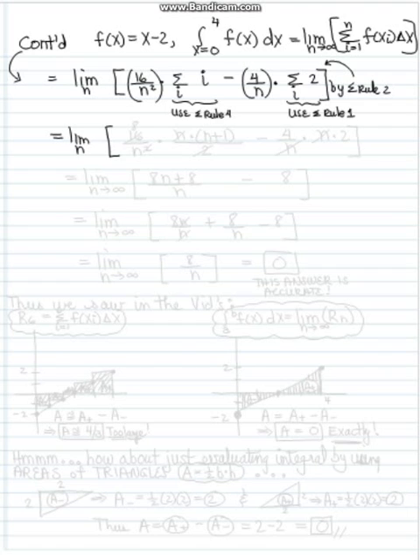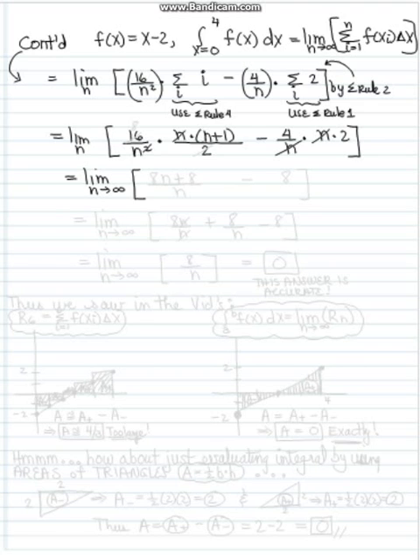So the limit as n goes to infinity of 16 over n squared times n plus 1 over 2. Wait a minute, where did that come from? That came from note number 109, rule number 4. Okay, let's continue. Minus 4 over n times 2. Wait a minute, where did that n times 2 come from? That came from note number 109, rule number 1. Go back and look at it. Now we're just simplifying by canceling common factors on the top and the bottom.